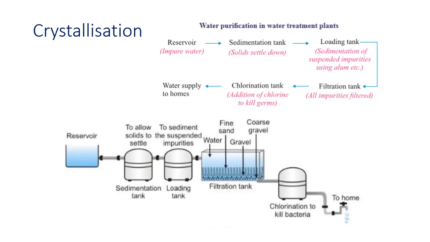Now, what method is used to provide pure drinking water? The municipality provides pure drinking water. The water from the reservoir is brought to a sedimentation tank. You can see what a sedimentation tank is. Water is kept as it is for a long time, so all the heavy particles like mud and dust will settle below.